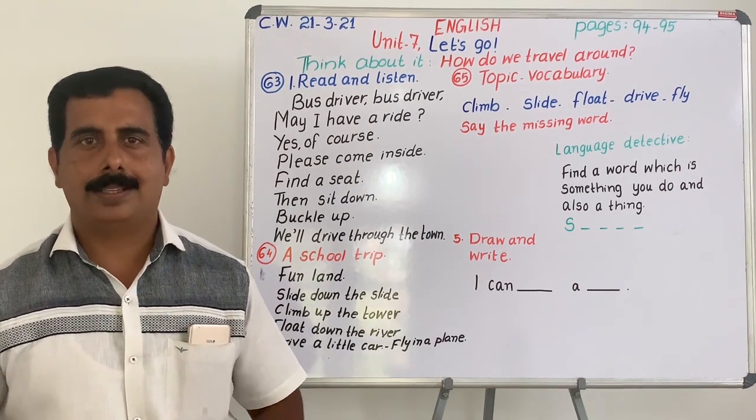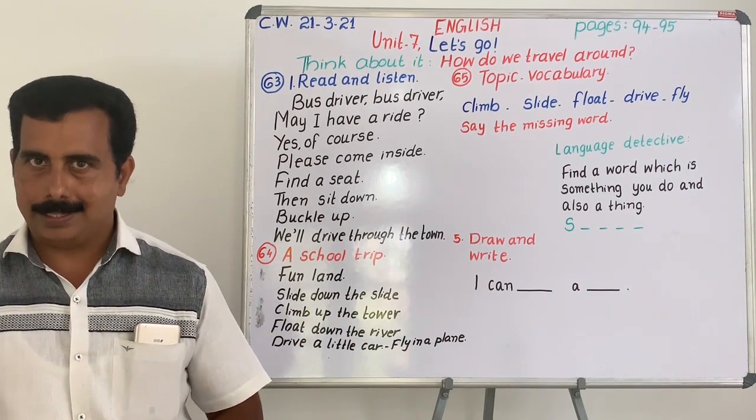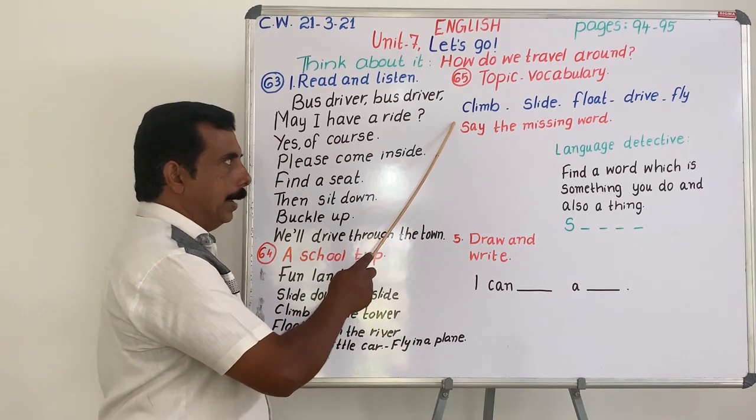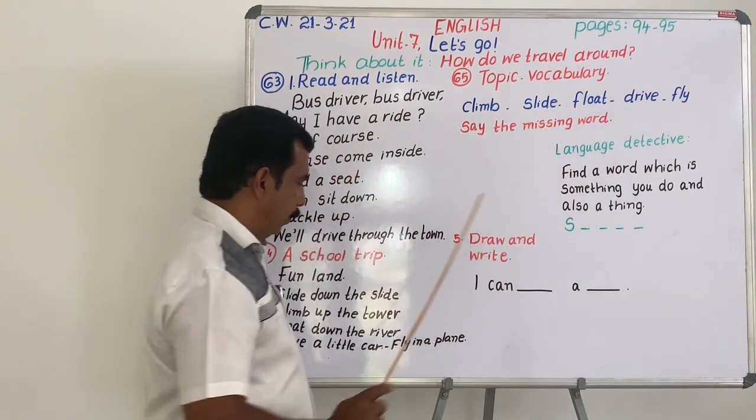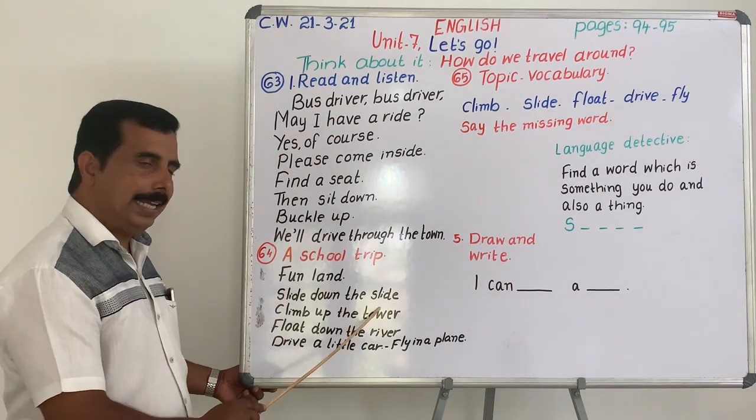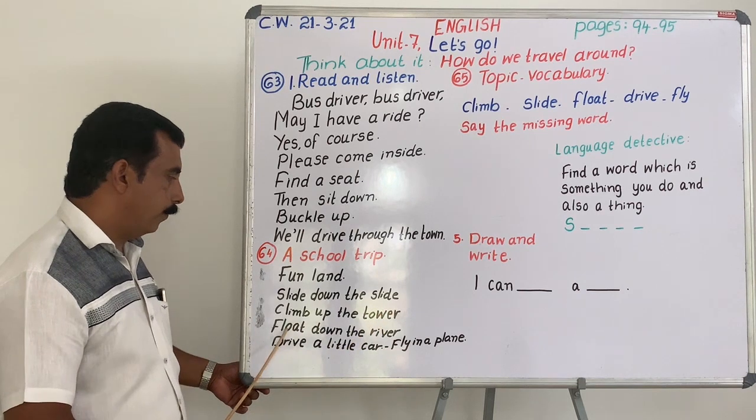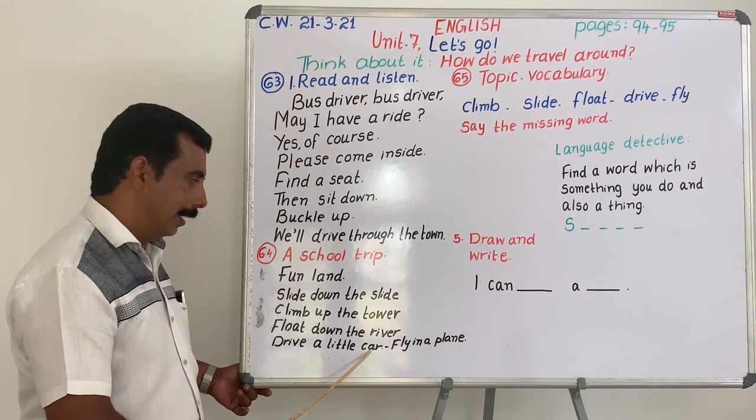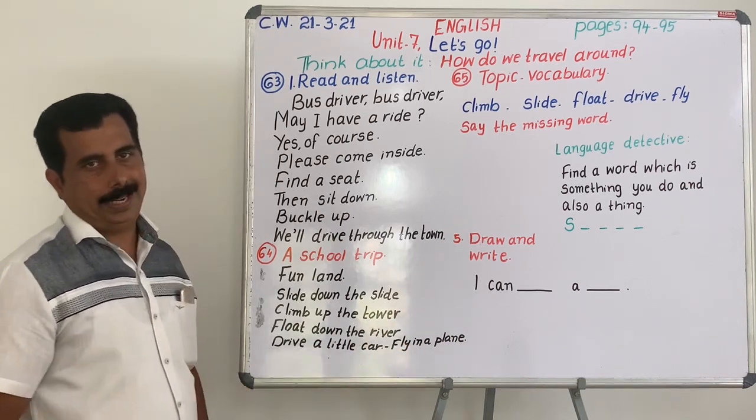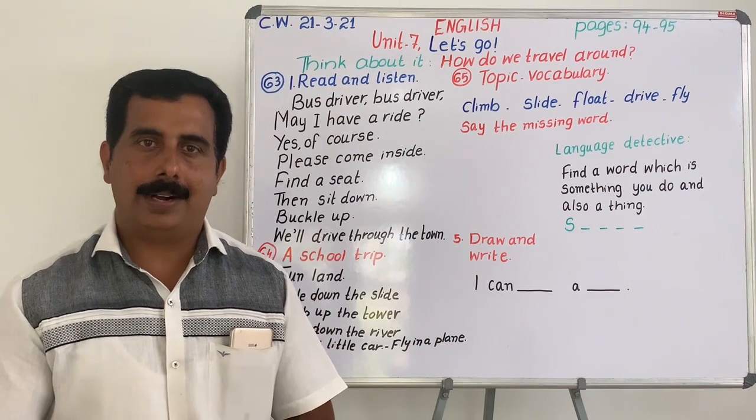So, which are the words we studied now? Very, very important words. Shall I say it again? Yeah. Climb, slide, float, drive, fly. Look at here. Slide down the slide. Climb up the tower. Float down the river. Drive a little car. Fly in a plane. Okay, children, did you understand all the transport there in a fun land?